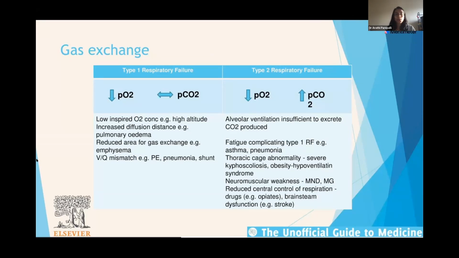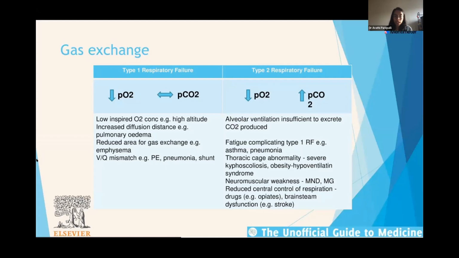So if you've got type 1 respiratory failure and you're getting quite tired, you're not able to ventilate well enough, then your alveolar ventilation is not sufficient to excrete that CO2 that you're producing. So then you get a buildup of CO2. It can also be due to abnormalities in the thoracic cage. So if the thoracic cage itself is preventing adequate ventilation, things like severe kyphoscoliosis or obesity hyperventilation syndrome, they can do the same thing.